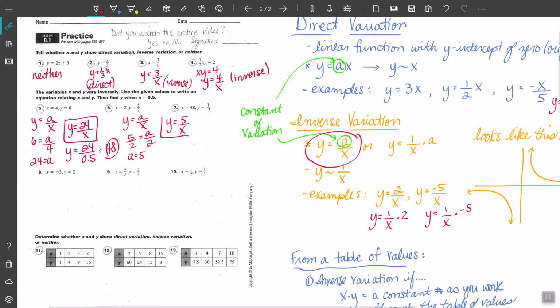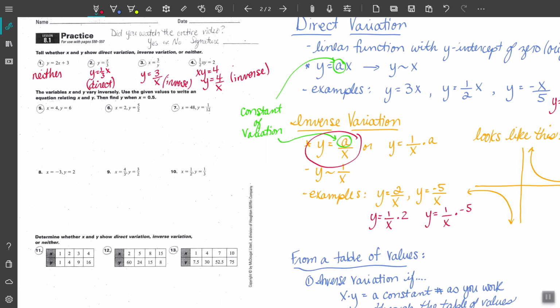So here is my inverse variation equation. And now I'm going to find y using this equation, and I'll get a y of 10. All right, and number 7.